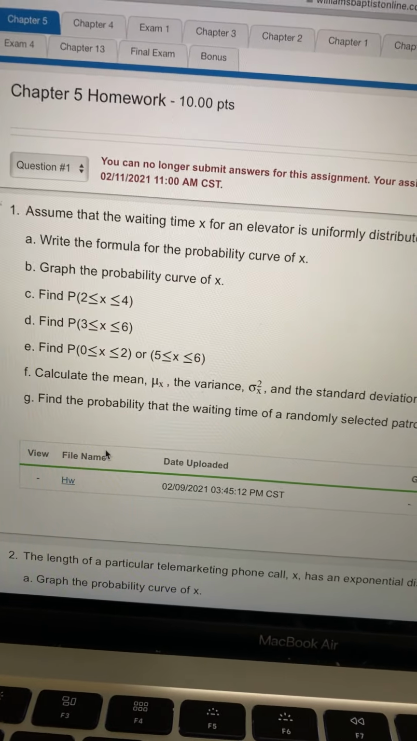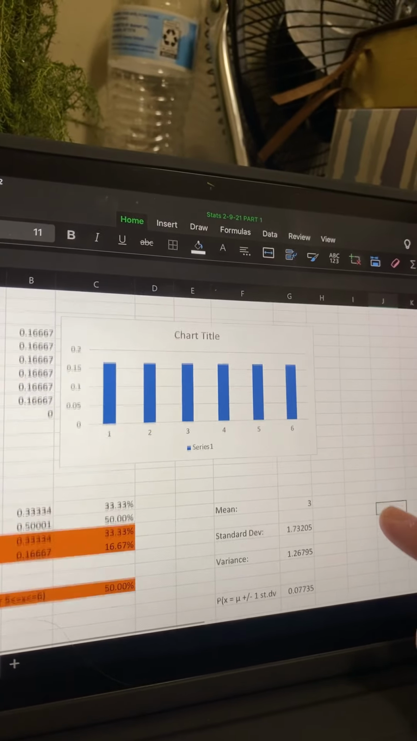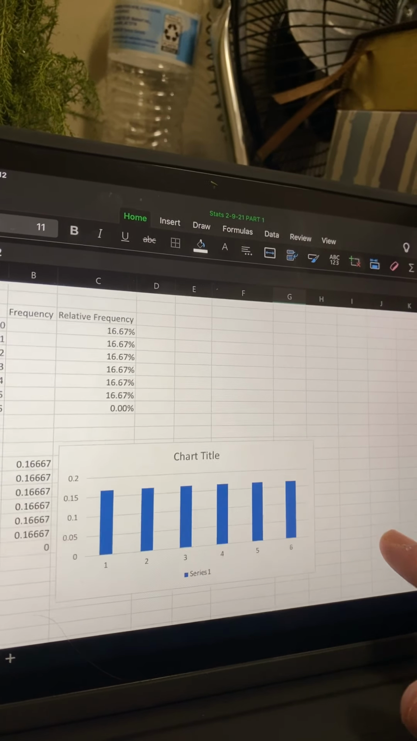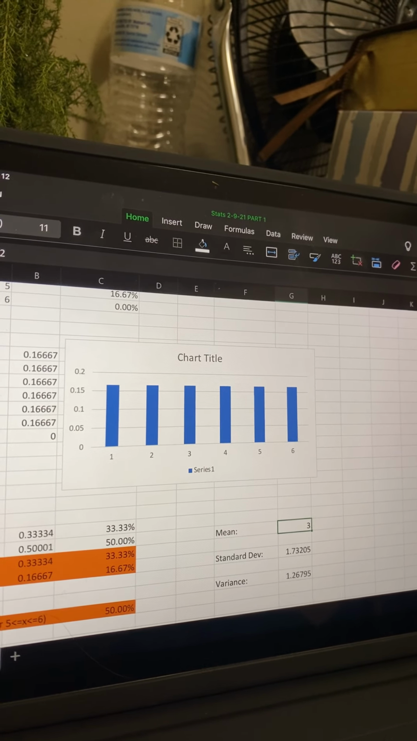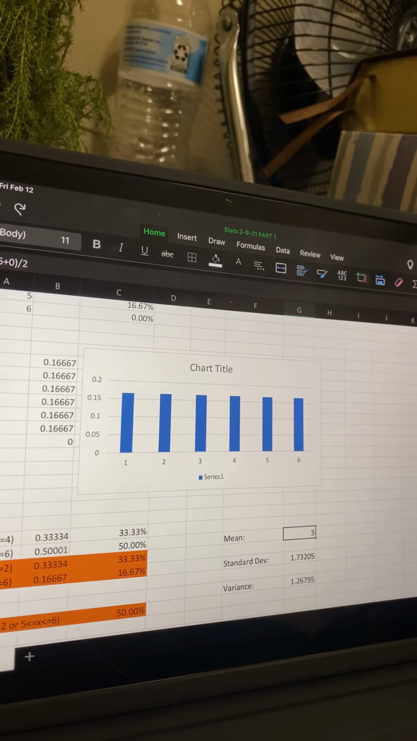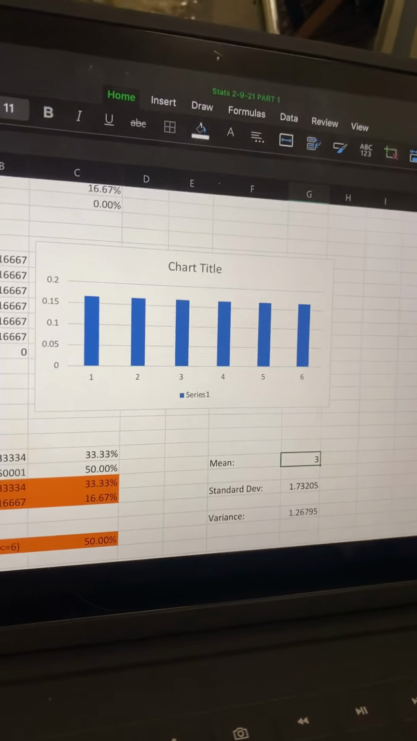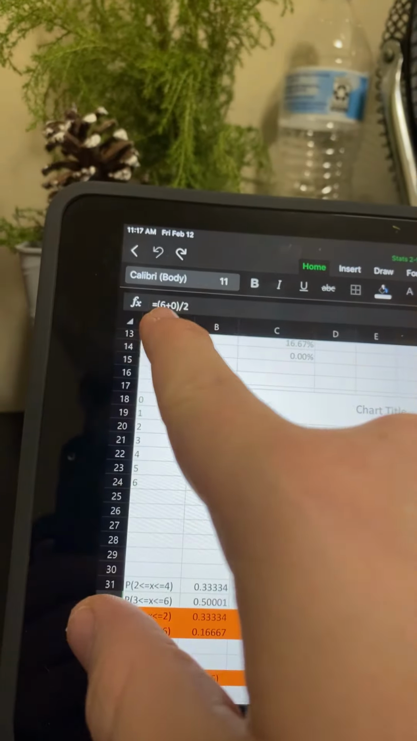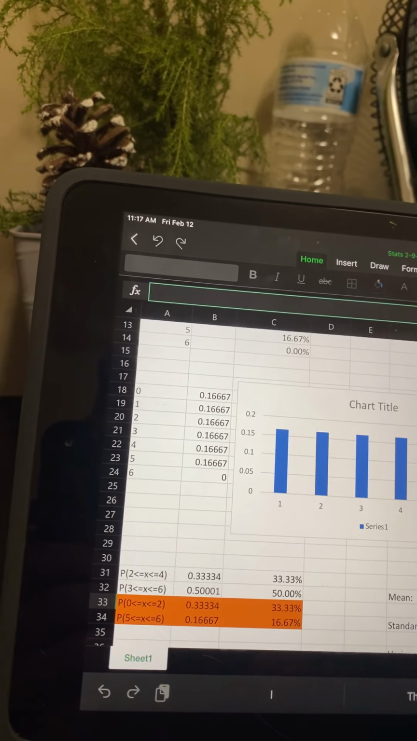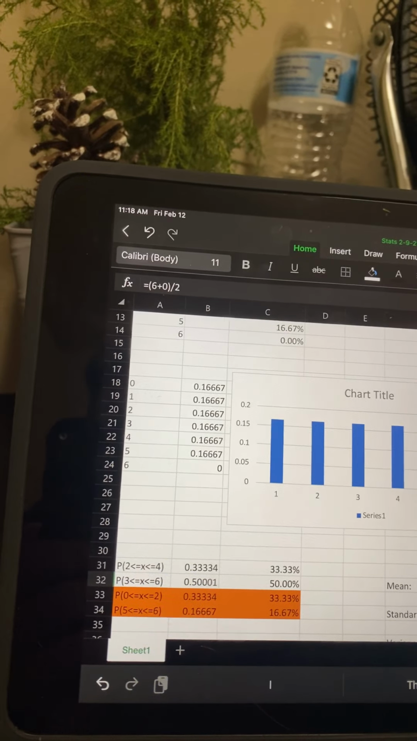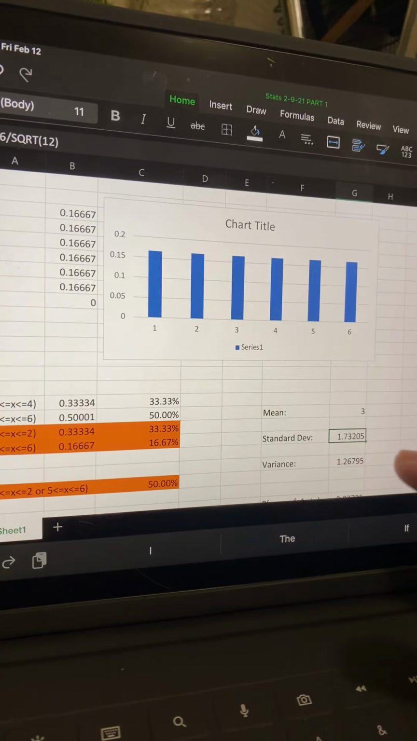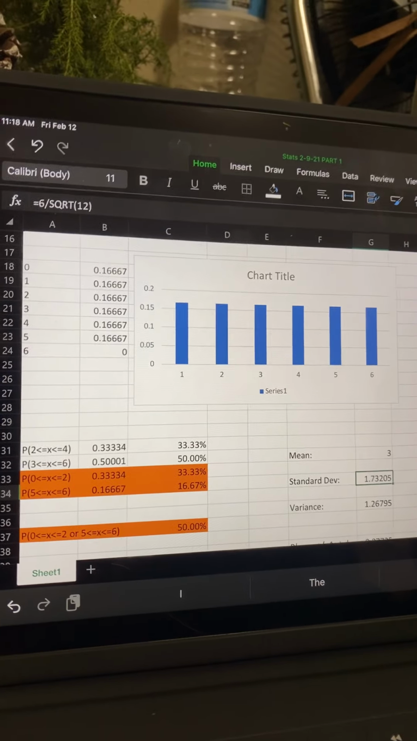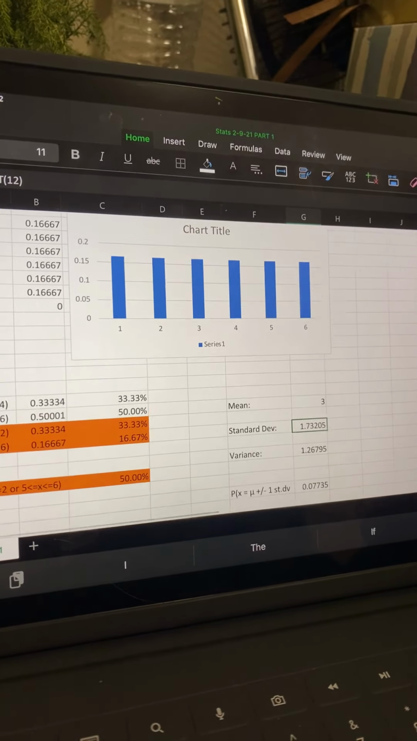I don't really care. Calculate the mean, variance, and the standard deviation. For the mean, I got 3. To be quite honest, I don't really know how I got that either. Oh, I got you. The mean is 3, so it's 6 plus 0, the highest number plus the smallest number divided by 2, which equals 3. Standard deviation is 6 divided by the square root of 12, and they ended up giving me 1.73205.